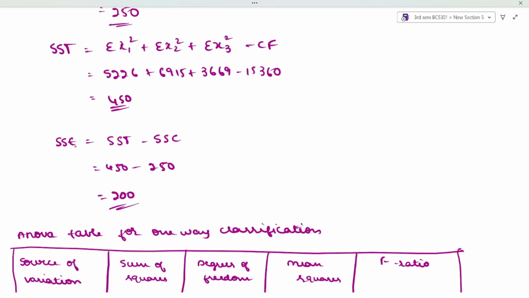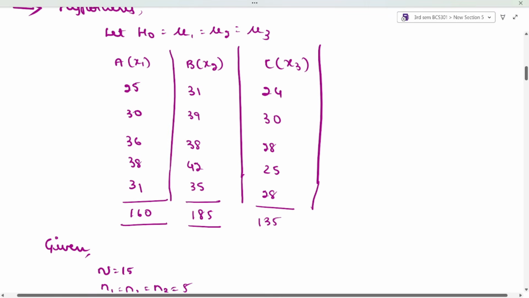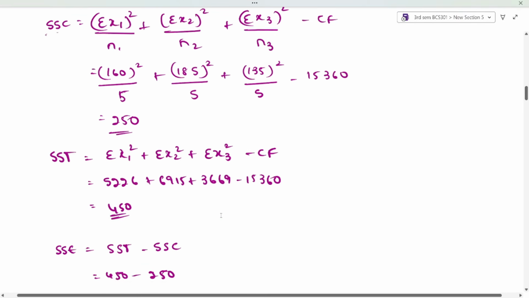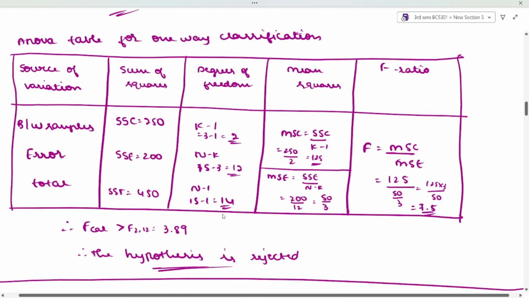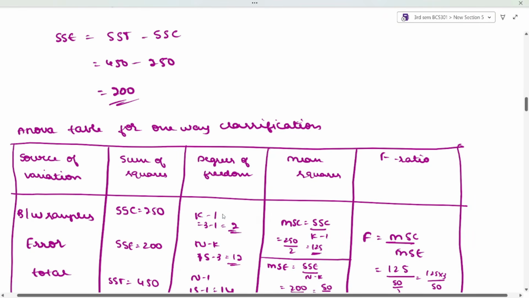Now you want the error. You got the column and you got the total. E means what? Error. If you want the error, you have to subtract total minus column. That means you got 450 minus 250, you will get 200. That is the value required for one way.